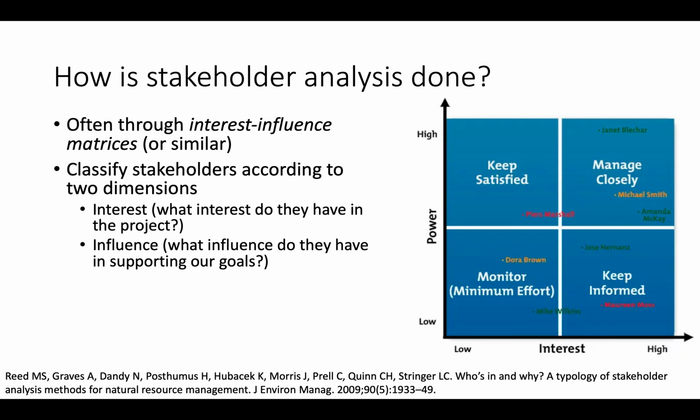We can create 4 different groups. Where the stakeholders have low interest and low influence or low power, we might put minimum effort into this group. We might want to monitor what they do and what they think, but not really spend a lot of resources engaging with them. Where they have a lot of interest but not much ability to influence or support our goals, we might want to just keep them informed by having them on a mailing list or something.